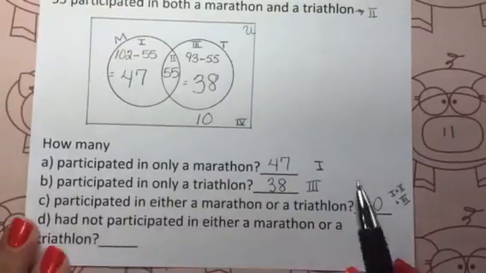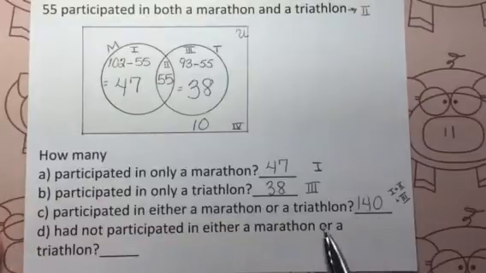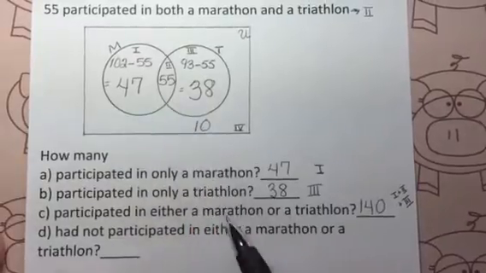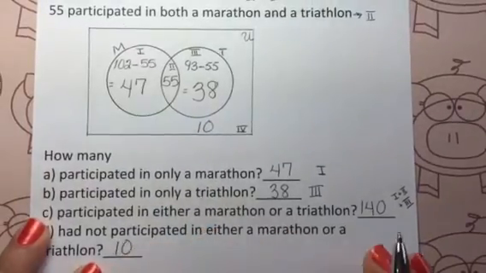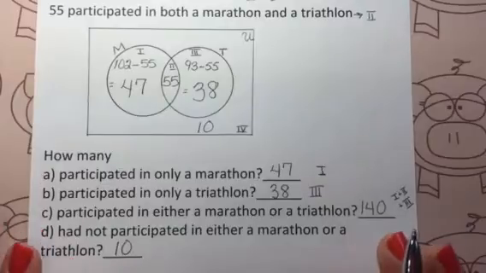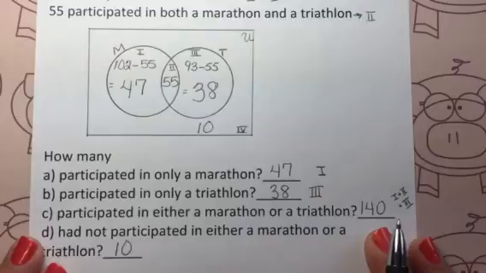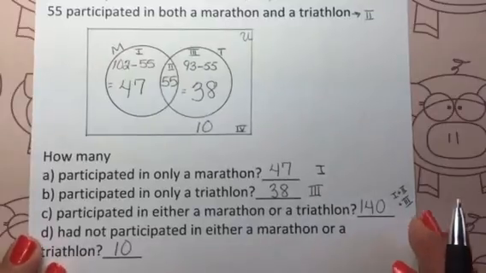Okay, all right, and how many had not participated in either a marathon or a triathlon? Who didn't participate in anything? 10. Okay? All right. So this is how we do applications of sets with 2 sets. The next ones we're going to try have 3 sets. So stay tuned.